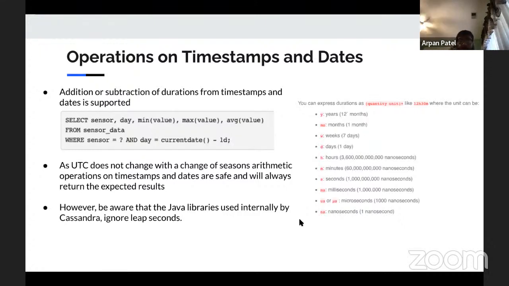And then one of the cool things that I noticed while reading the documentation is that operations on timestamps and dates are also supported, which is really interesting because this way you can add and subtract durations from timestamps and dates in your queries. So for example, in this specific example here, it says and day, current date minus 1 day. So it takes current date, subtracts a day from it. So it would be yesterday, right? But you can get much more granular with that as well. You can do years, months, weeks, days, hours, minutes, seconds, milliseconds, microseconds, and nanoseconds. So especially this, I think, would be super helpful when you're using time series data.